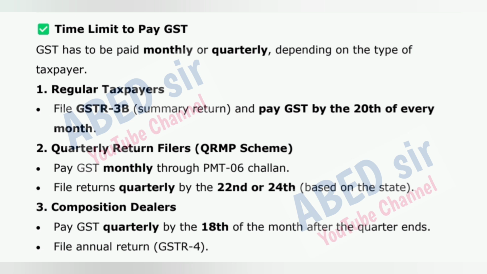1. Regular taxpayers. File GSTR 3B, summary return, and pay GST by the 20th of every month. 2. Quarterly return filers, QRMP scheme. Pay GST monthly through PMT 06 Challan. File returns quarterly by the 22nd or 24th, based on the state. 3. Composition dealers. Pay GST quarterly by the 18th of the month after the quarter ends. File annual return, GSTR 4.